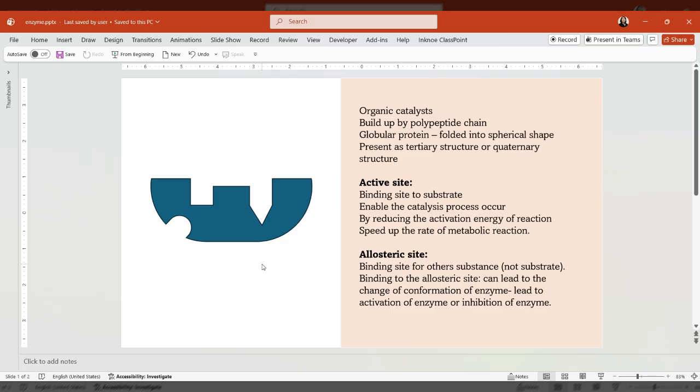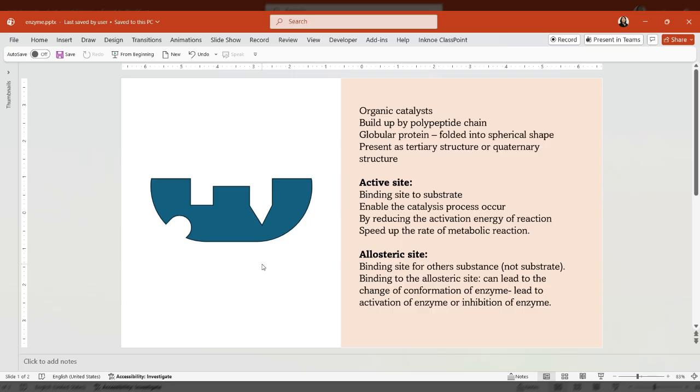So it depends on what kind of substance is bound to the allosteric site. If an activator binds to the allosteric site, it leads to a conformation change that activates the enzyme to carry out the catalytic process. Whereas if it is an inhibitor that binds to the allosteric site, then it will lead to inhibition of the enzyme, whereby the change of conformation happens to the active site, causing the active site to lose the function to bind with the substrate. So these are basically the two different binding sites found on the enzyme.